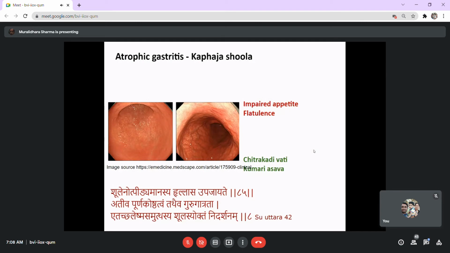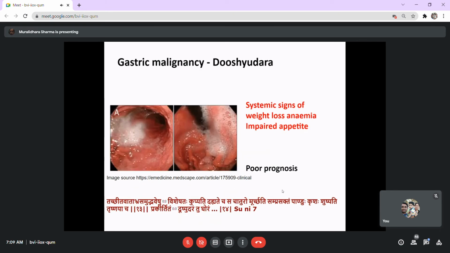Comparatively, the incidence of atrophic gastritis is lesser than the others, and the characteristic clinical features would be reduced appetite and flatulence. The patient would always have a feeling of flatulence, and occasionally there could be excess salivation. So, ativa purna kostatvam, where the patient has a heaviness in the abdomen, and hlasa, the salivation. These are the features of atrophic gastritis, which is obviously a Kaphaja variety. In that condition, we can select a treatment with Kapadana Aushadhi, commonly used ones being Chitrakadi or Kumari Asava, etc. This is how the treatment could be done.